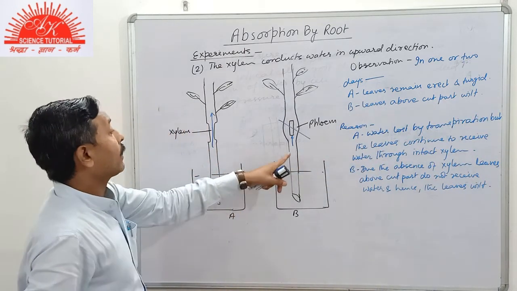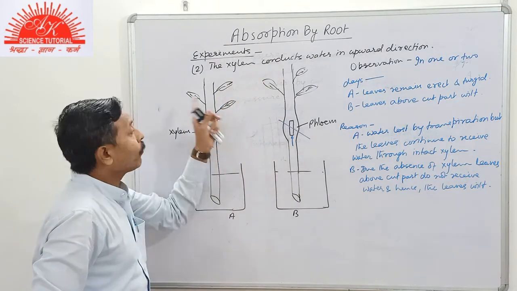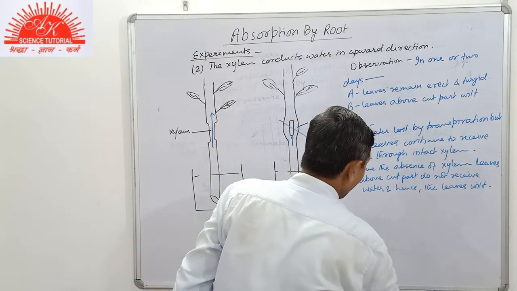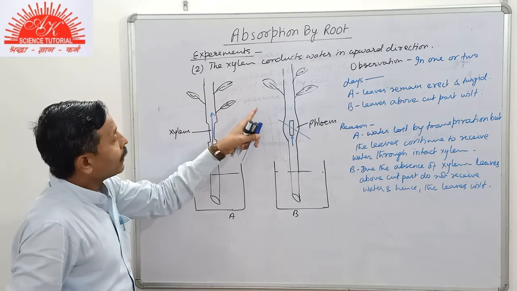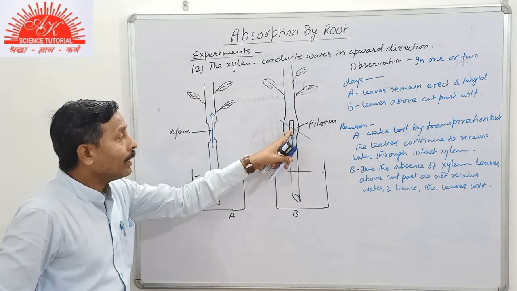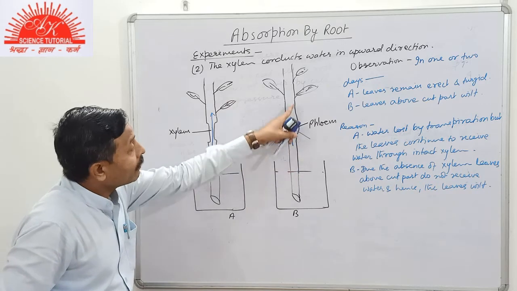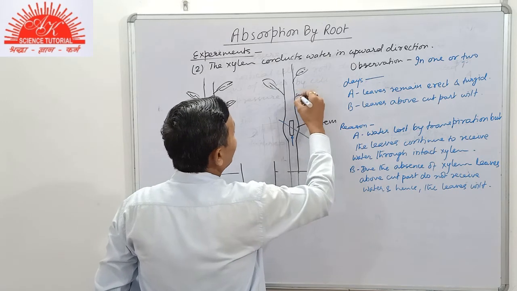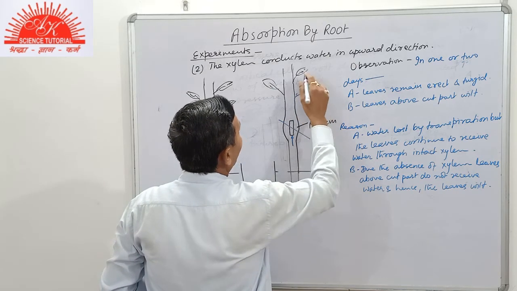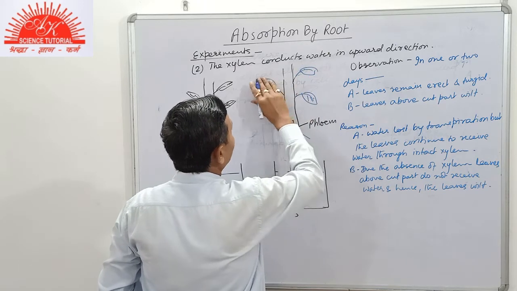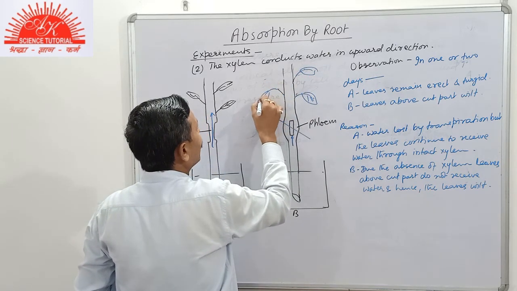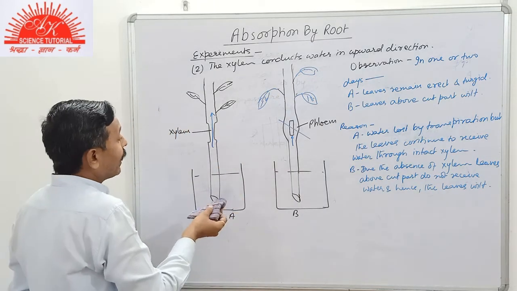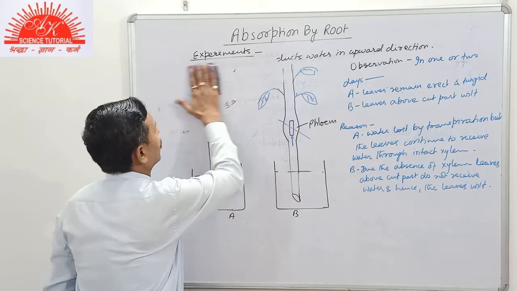So this shows that the xylem conducts water in upward direction. If the xylem is present, the leaves above it will be able to receive water. But in this case, since the xylem is removed, there is no continuous channel through which the leaves can get water again. So finally the leaves will wilt after some time, after a few hours, one or two days. Clear, student? So this is the experiment to show that xylem conducts water in upward direction.